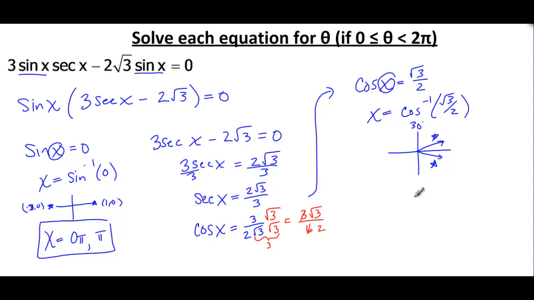So what is the 30-degree angle in the first quadrant? That's pi over 6, and a 30 degree in the fourth quadrant is 11 pi over 6. So I actually get 4 answers here again, 0, pi, pi over 6, and 11 pi over 6. All of those, if they were substituted back in, would give me an answer of 0.